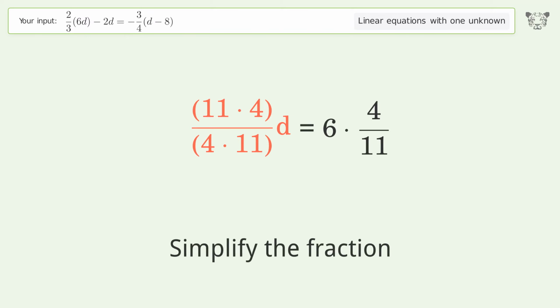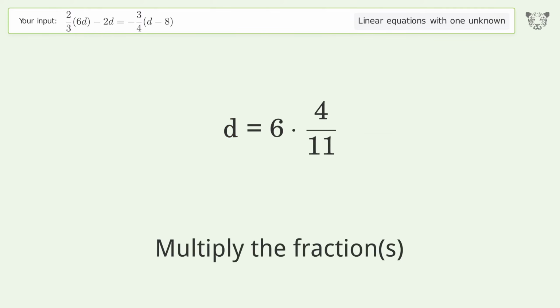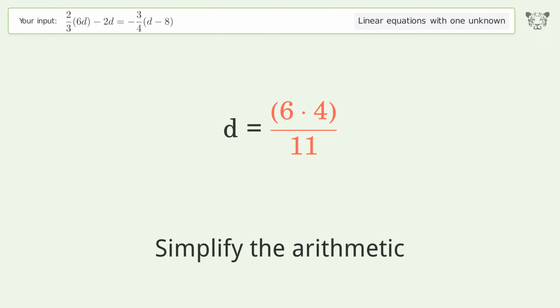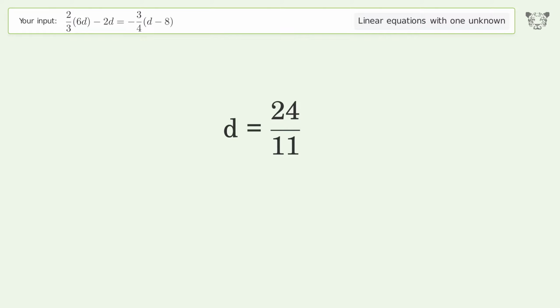Simplify the fraction. Multiply the fractions. Simplify the arithmetic. And so the final result is d equals 24/11.